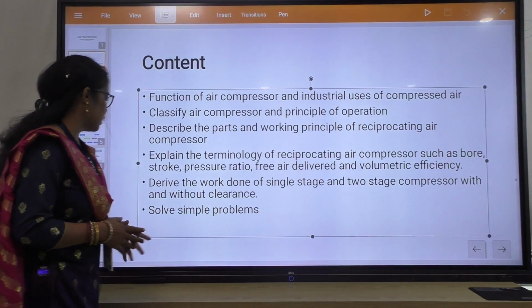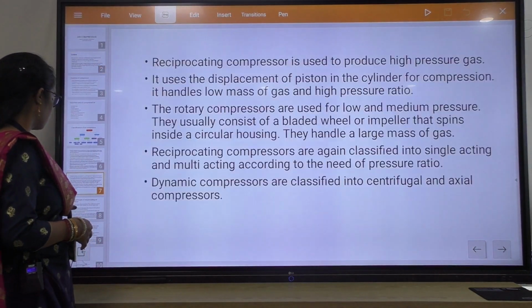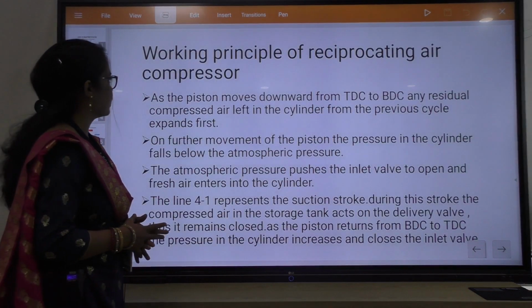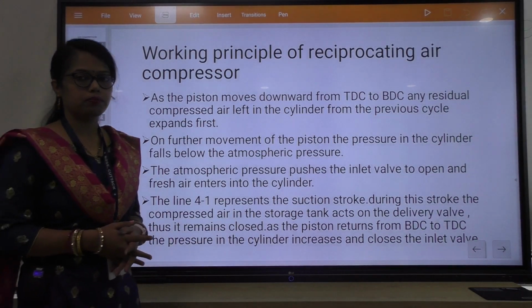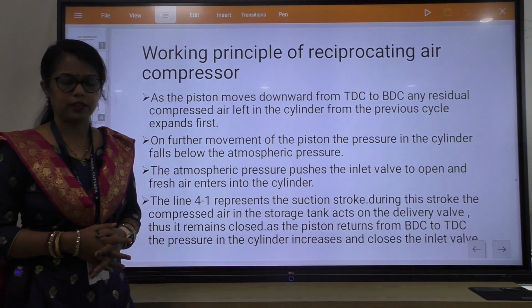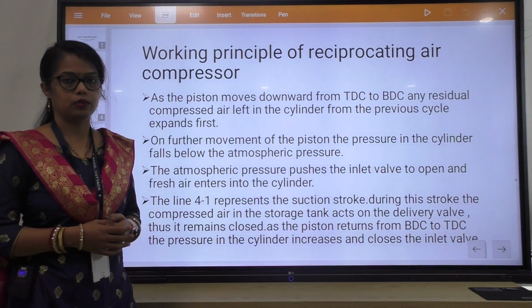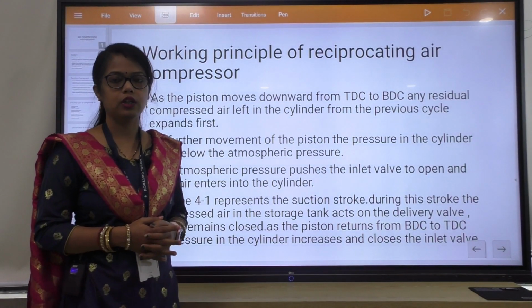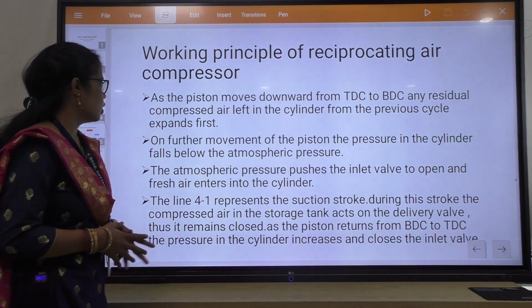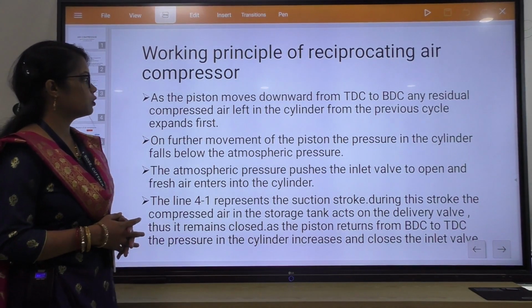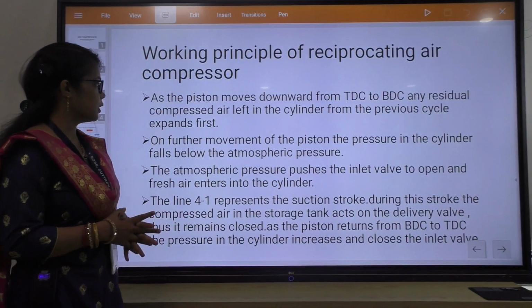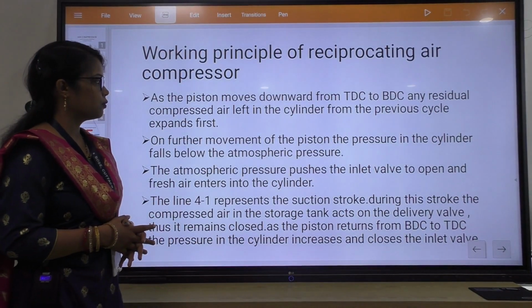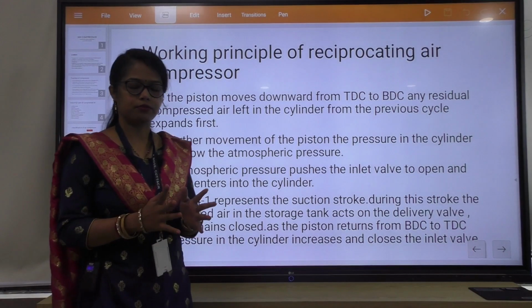Okay, so let's go to the working principle of reciprocating air compressor part, and I will tell you the points and I will definitely explain, and after that we'll derive the work done formula of reciprocating air compressor. Okay, so first, as the piston moves downward from TDC to BDC, any residual compressed air left in the cylinder from the previous cycle expands first.